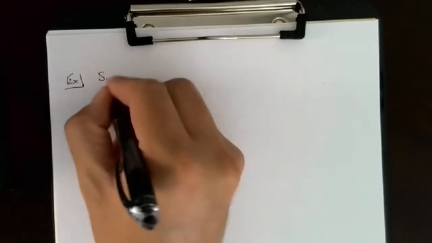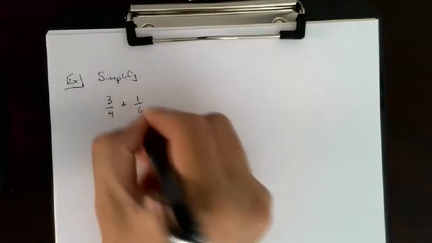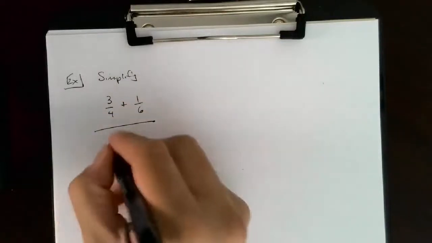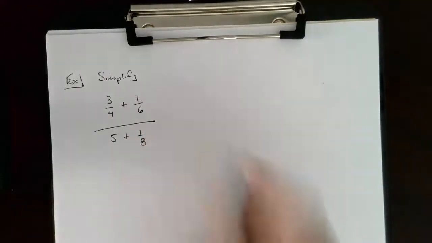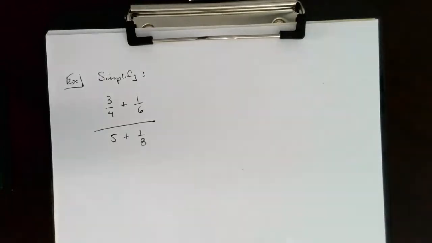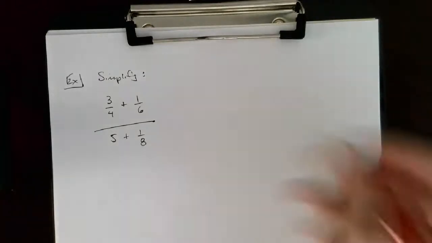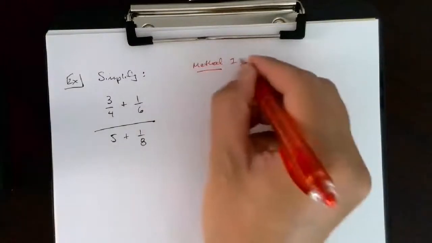So looking at the examples here, we might try to do this without any variables first, just to show how it works. So if I said to simplify, and I gave you (3/4 plus 1/6) over (5 plus 1/8). To simplify a complex fraction, remember in the end, I want this to be just a single fraction. And we have to pick which method we'll use. I'll pick to use method 1 here.